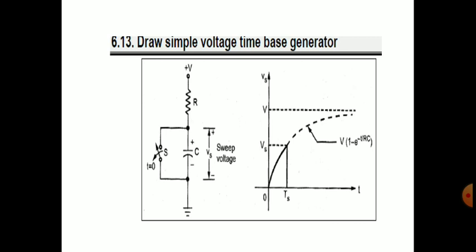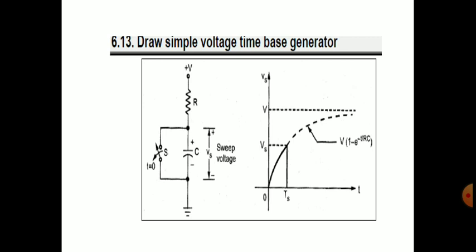On the right side of the circuit diagram, we have the output Vs versus t graph. From 0 to Ts, we have a varying voltage with respect to time, but not linearly. It is a rising voltage up to Ts and reaches the maximum voltage V, and the curve follows the formula V into (1 minus e power minus t by RC). We will see how this waveform is drawn and how that formula comes.